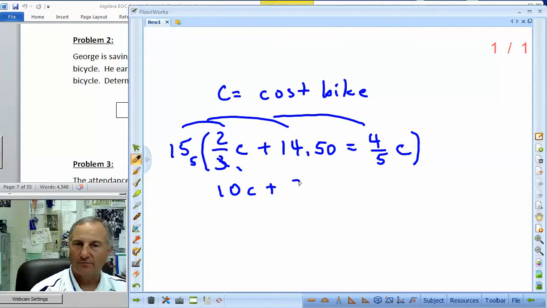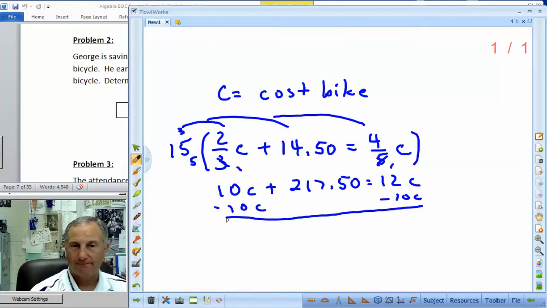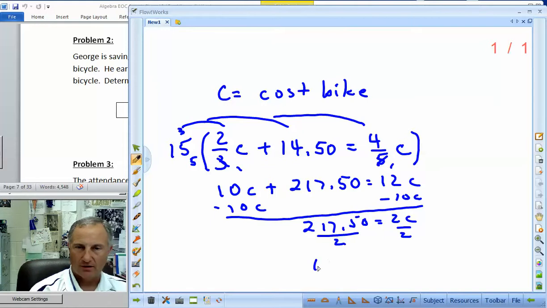15 times 14.50 is $217.50. And 5 goes into itself once, goes into 15 3 times. 3 times 4 is 12C. Okay? No more fractions. I'm going to subtract my 10C just like I would have before. So I get $217.50. And that equals 2C. Then just divide out your 2. And we get $108.75. That's the cost of the bike.